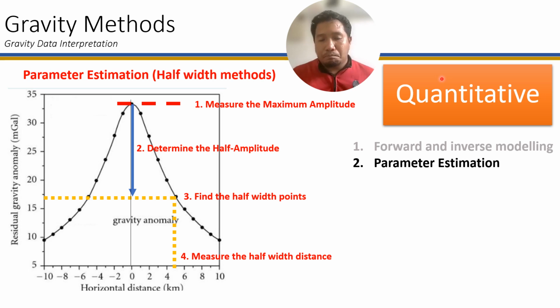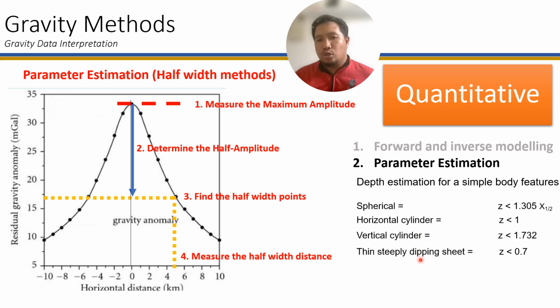So the formula can be varied slightly depending on the shape of the body, as shown over here. For example, here we have a horizontal cylinder. This horizontal cylinder is more straightforward, where the result is 1-to-1, meaning that the Z, or the depth estimation for the center of the body, is roughly 5 kilometers. If it is a spherical body, then we need to multiply by 1.305, as shown here. So that is how we do it, depending on the estimated simple body features in the subsurface.